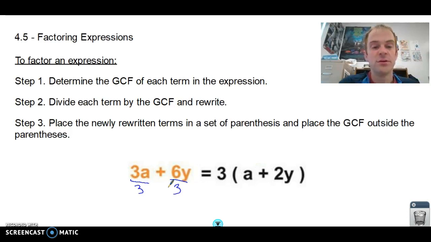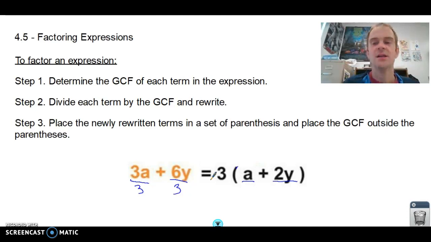Step 2 is to actually do that division. What's 3a divided by 3, and what's 6y divided by 3? So I rewrite my terms after I do that division. 3a divided by 3 is 1a, so we write a there. 6y divided by 3 is 2y, so you write that there. Lastly, I put those in parentheses, and the number I just divided each term by goes outside the parentheses. And voila, we have our factored expression.